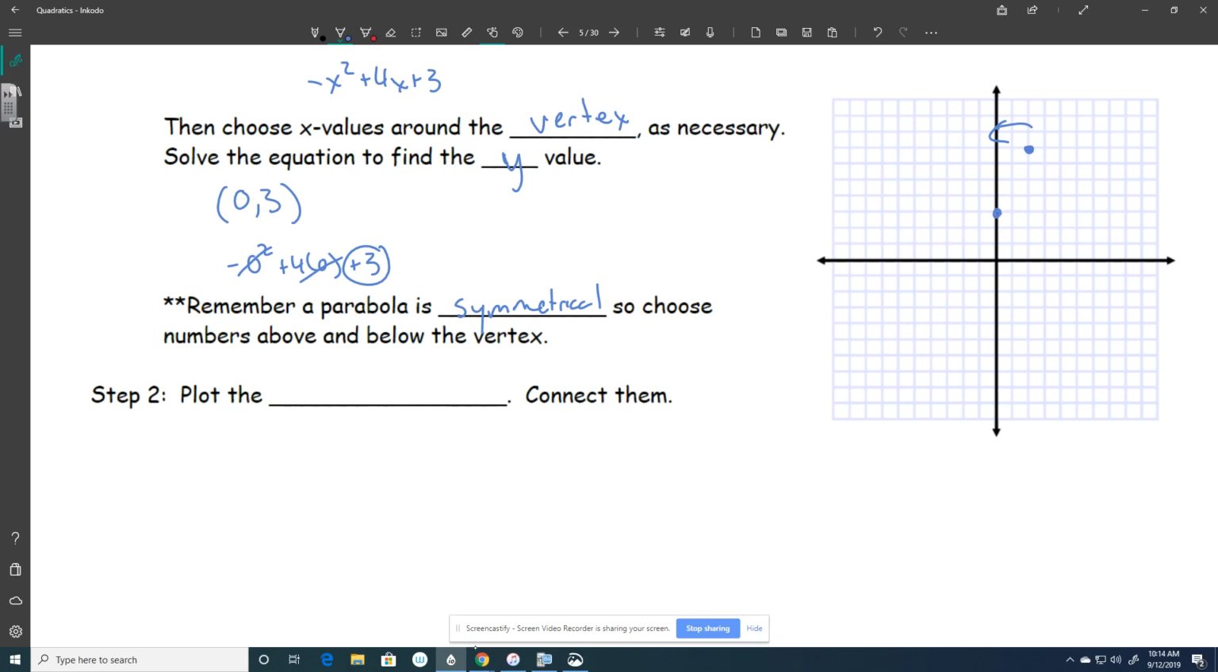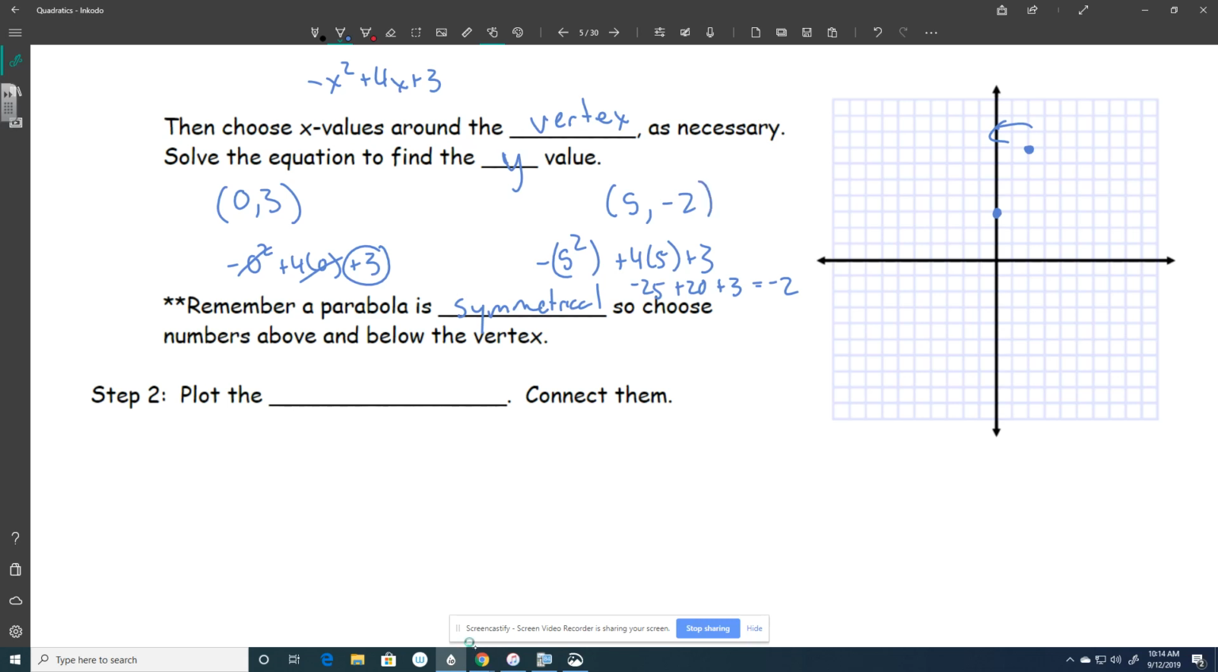Now I want to find a point on this side of the vertex. So let's go over to 5. So let's say when x equals 5. Plug that into our equation: negative 5 squared plus 4 times 5 plus 3. This is negative 25 plus 20 plus 3, which is going to be negative 2. So at 5, my y value is negative 2.